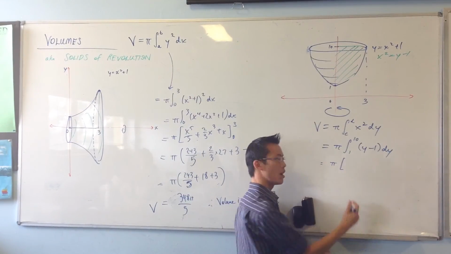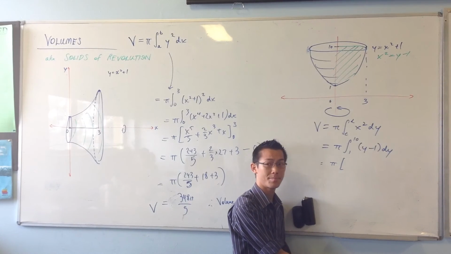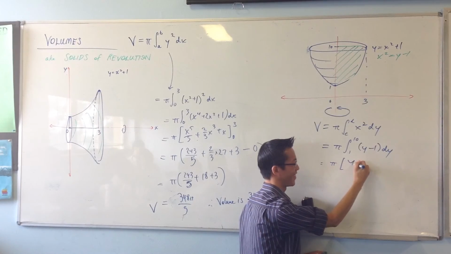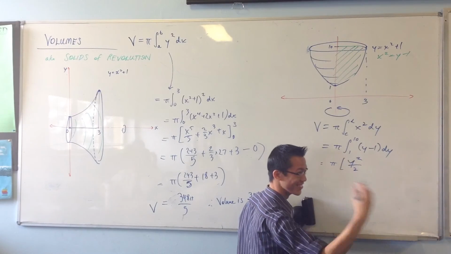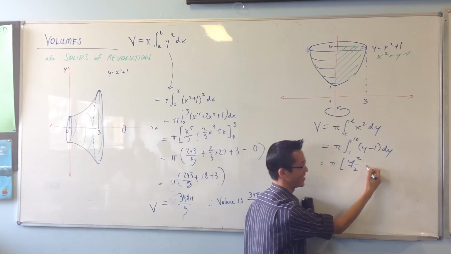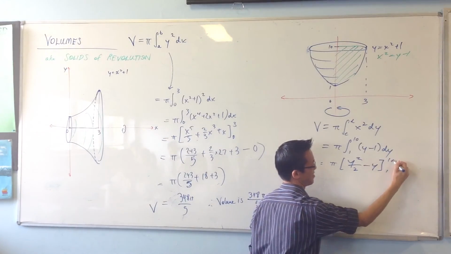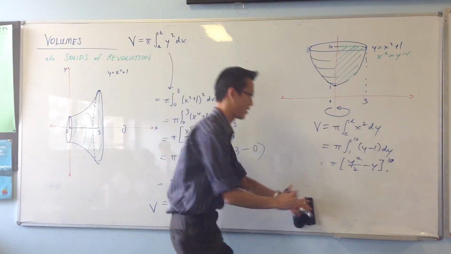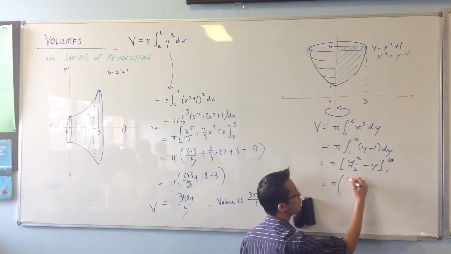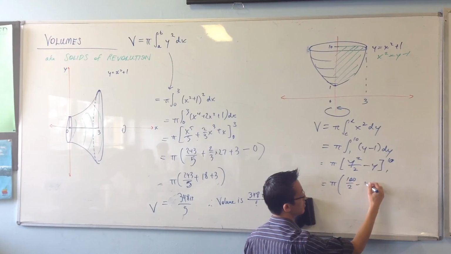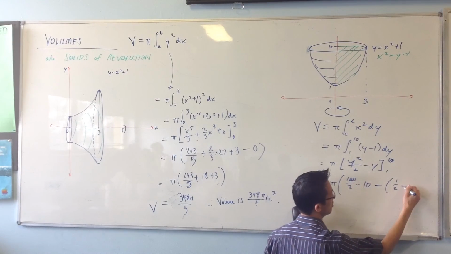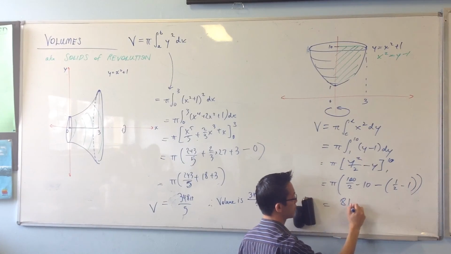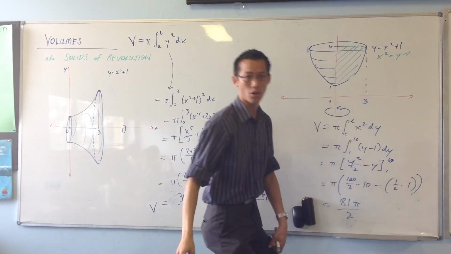Pi. What is the integral of y minus 1? Y squared on 2 minus y, from 1 to 10. So from here, it's pretty standard. Pi outside of. Now, to save you some time, if I remember this properly, I think it's that. But you can go ahead and verify it.